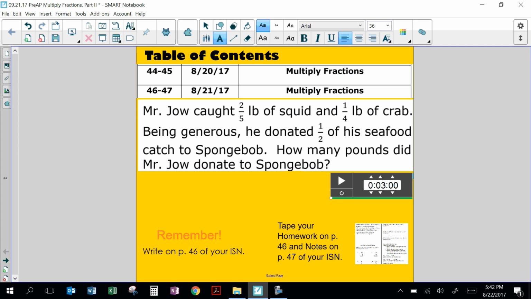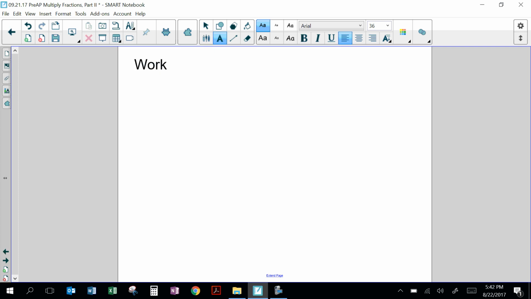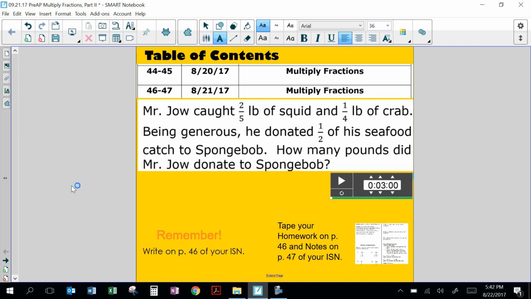Maybe you got the joke. So I caught 2/5 pounds of Squidward and 1/4 pound of Mr. Crab. So I caught them in a net. So what operation is that? I caught them. Is that adding, subtracting, multiplying, dividing? I believe that is adding.